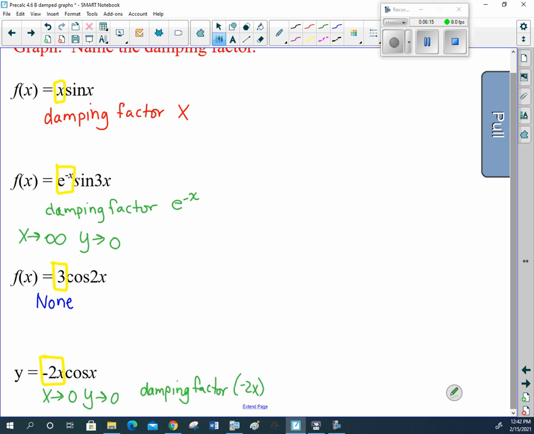Okay, so remember your damping factor is always located in the amplitude spot, and there has to be a variable there in order for it to have a damping effect. Otherwise, it just stays constant.